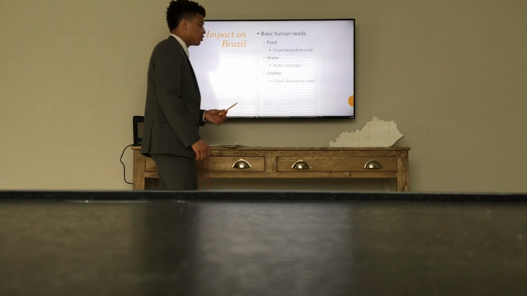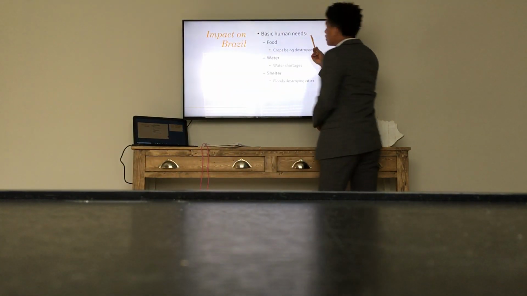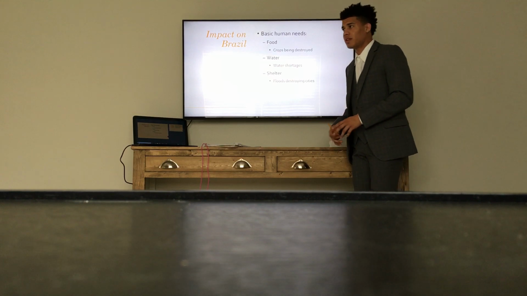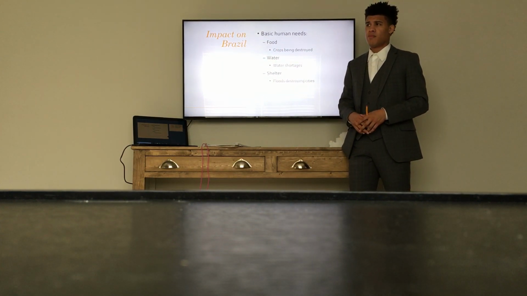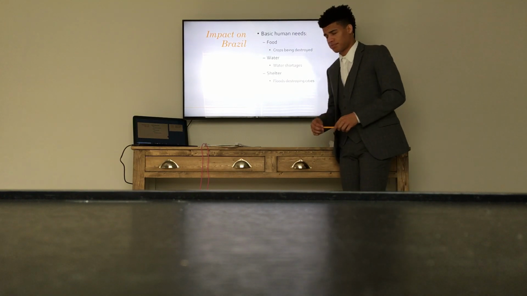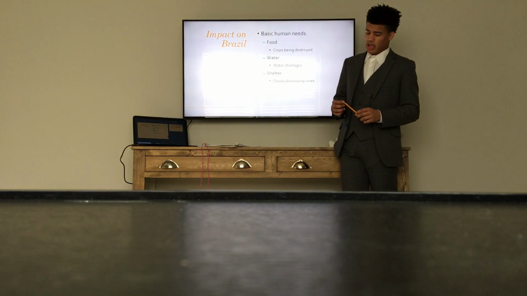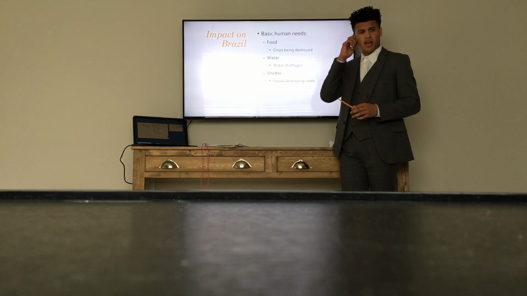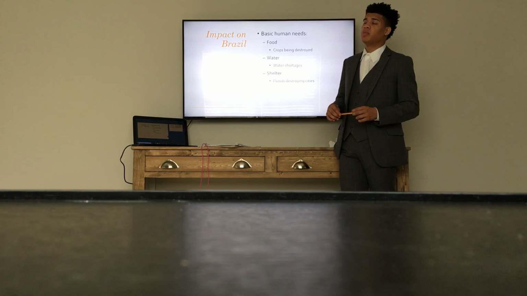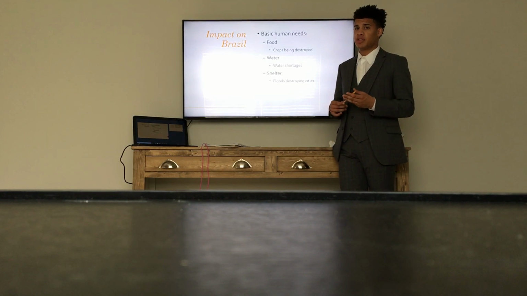Now back to Brazil, we're going to be talking about the basic human needs. So what humans need to survive, at a very basic level: food, water, shelter. This is something that everybody kind of knows. Humans, we don't need Walmart. We don't need fancy clothes or anything like that to survive. We simply need food, we need water, and we need shelter.